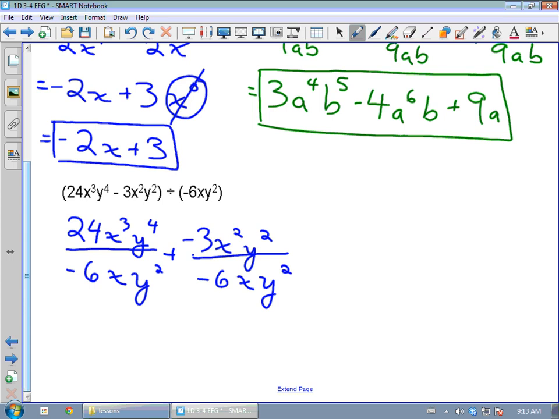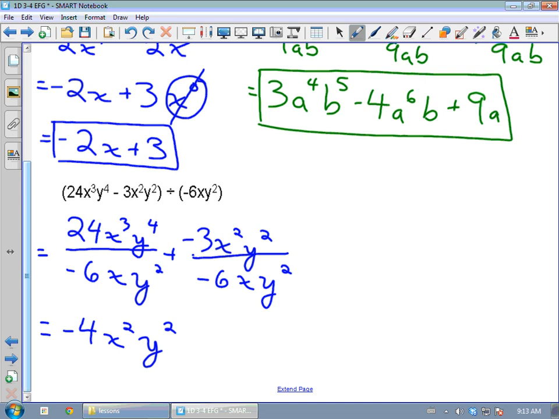So I'm taking each of the terms out of the polynomial, dividing them by that monomial there. Okay. And now I'm going to do my division. Oh, I need to have my equal signs there and there. So my division here, let's see, divide my coefficients. 24 divided by negative 6 gives me negative 4. X and x, let's see, 3 minus 1 is going to give me x squared. Y to the fourth, y squared, 4 minus 2 gives me y squared.